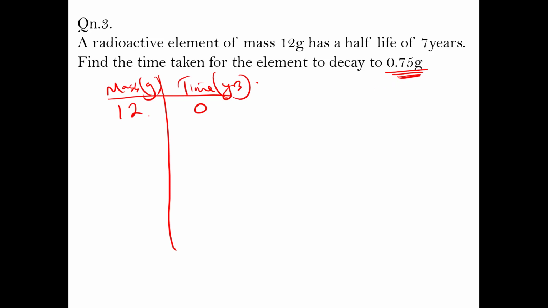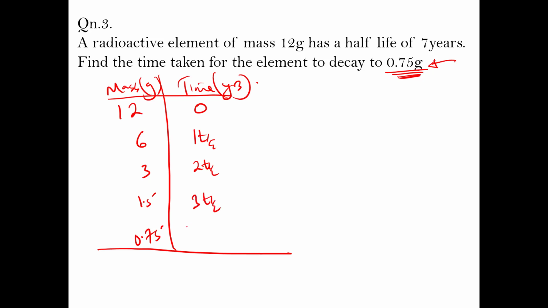So I'm going to be dividing this 12 by 2, by 2, by 2 until you reach 0.75. So 12 divided by 2 you get 6, 6 divided by 2 you get 3, 3 divided by 2 you get 1.5, 1.5 divided by 2 you get 0.75, and that is where we stop. That is the final. So the half-lives will be 1 half-life, 2 half-lives, 3 half-lives, and then 4 half-lives.